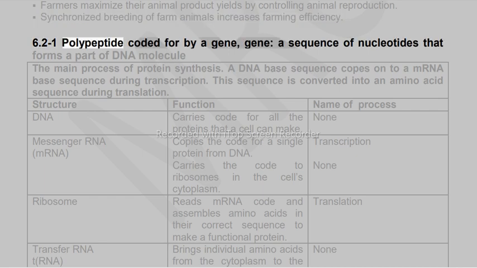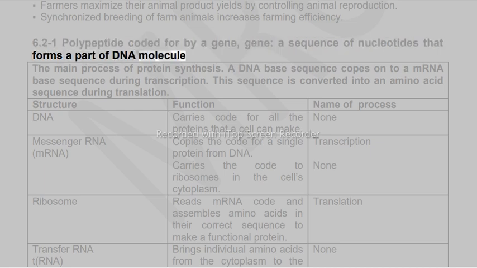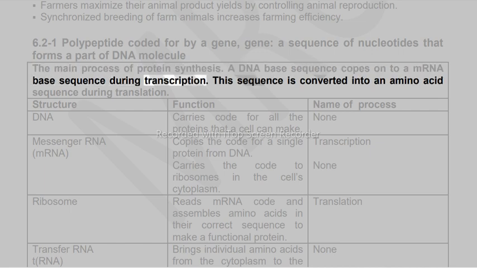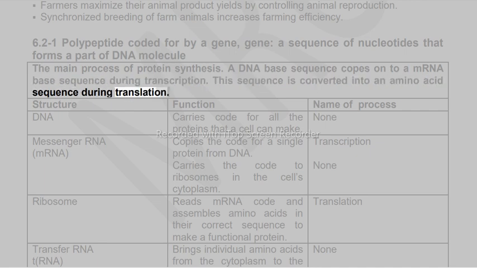6.2.1 A polypeptide is coded for by a gene, a sequence of nucleotides that forms a part of a DNA molecule. Protein synthesis is the main process. A DNA base sequence is copied onto an mRNA base sequence during transcription. This sequence is converted into an amino acid sequence during translation.